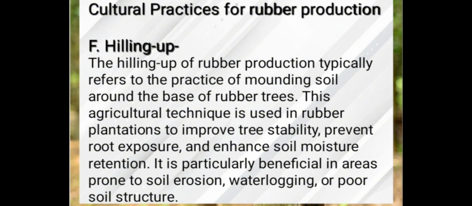Healing up. The healing up of rubber production typically refers to the practice of mounting soil around the base of rubber trees. This agricultural technique is used in rubber plantations to improve tree stability, prevent root exposure, and enhance soil moisture retention. It is particularly beneficial in areas prone to soil erosion, waterlogging, or poor soil structure.